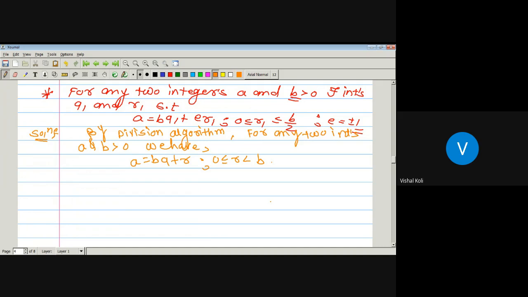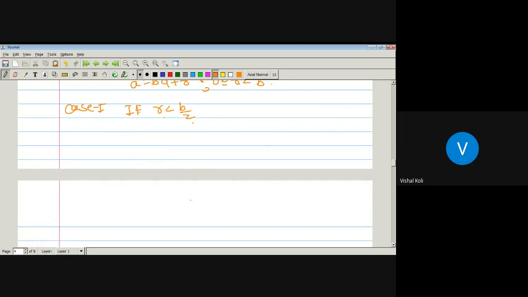Now there are three different cases depending on the relation between r and b by 2. We have to prove that this r1 lies between 0 and b by 2, but in the division algorithm the range of r is between 0 and b. In the first case, let r be less than b by 2. As here 0 is less than or equal to r and r is strictly less than b, it is possible that r is less than b by 2. So the first case is nothing but r is less than b by 2.